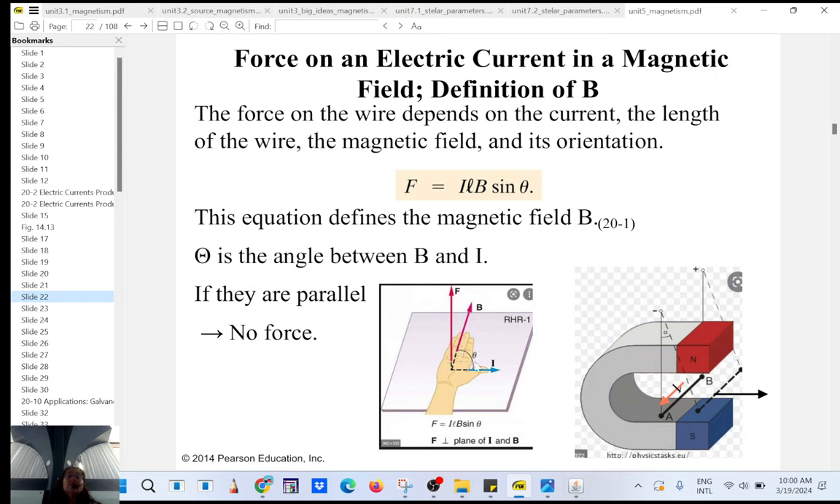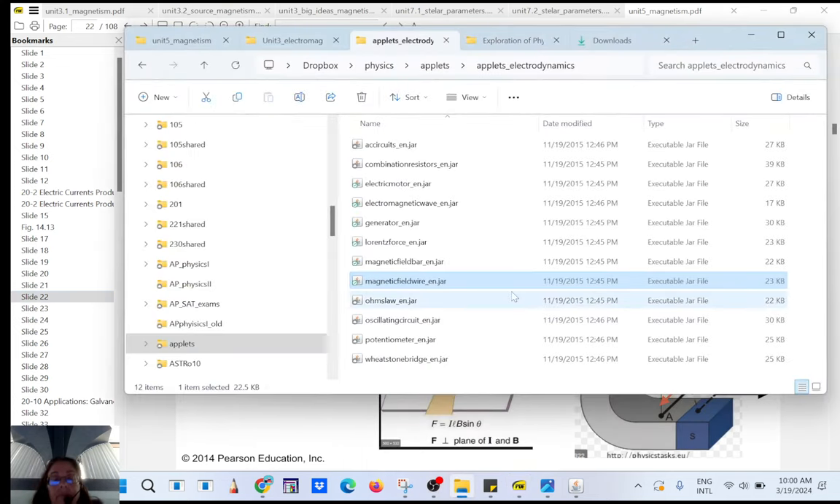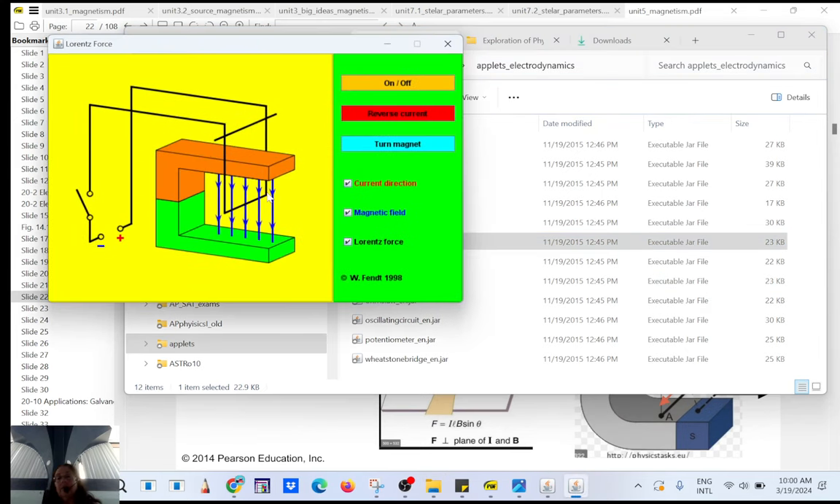So if the angle is zero, sine of zero is zero. If the angle is 180, so I is anti-parallel to B, okay, sine of 180 is zero. Maximum when the angle is 90 degrees. Is that clear? It's called Lorentz force, magnetic force.